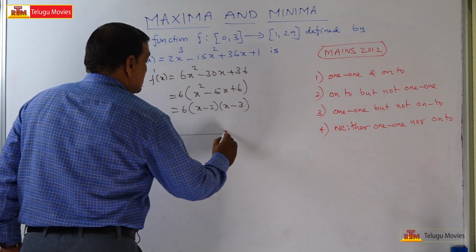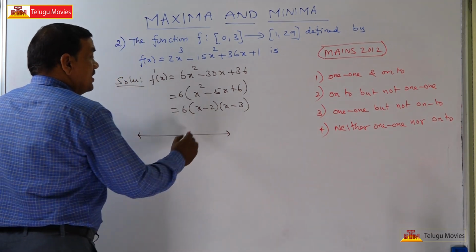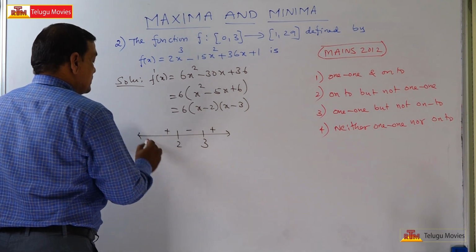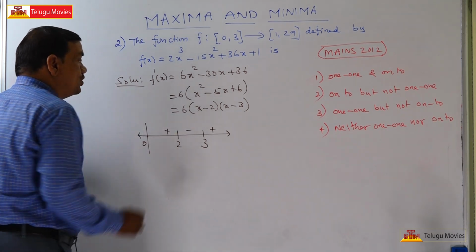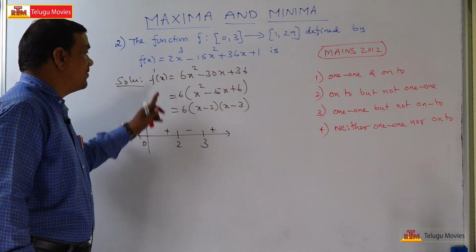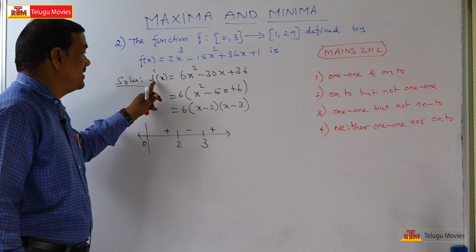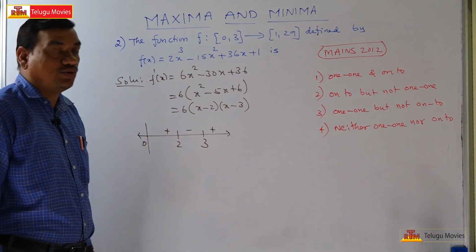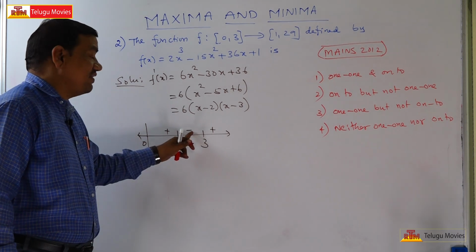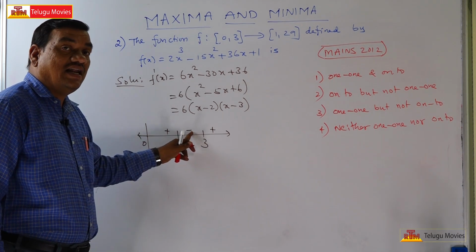So let us see the sign scheme. From here the critical points are 2 and 3, with signs plus, minus, plus. Our interval is from 0 to 3. From 0 to 2 the function is increasing. Why? Because f dash of x is greater than 0. From 2 to 3 the function is decreasing. Why? Because f dash of x is less than 0.